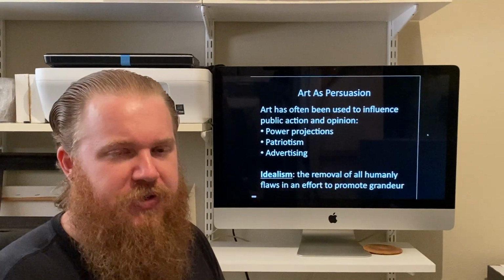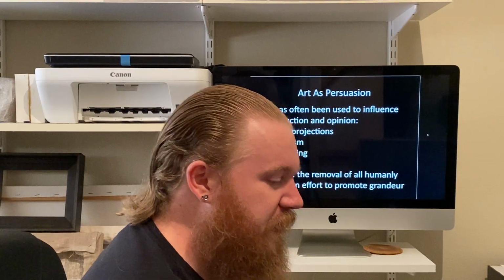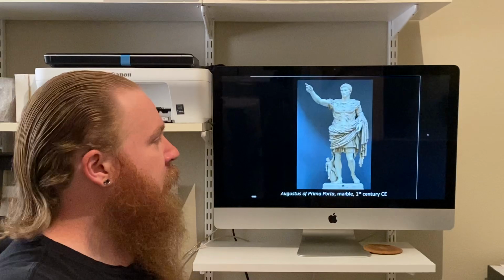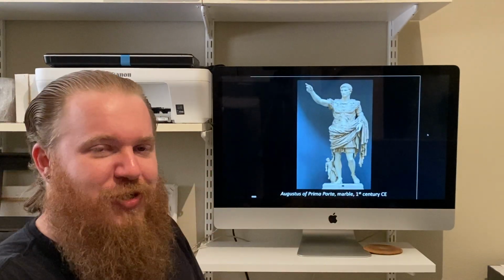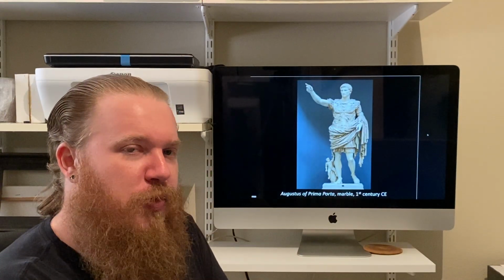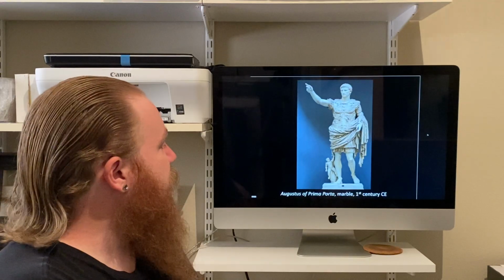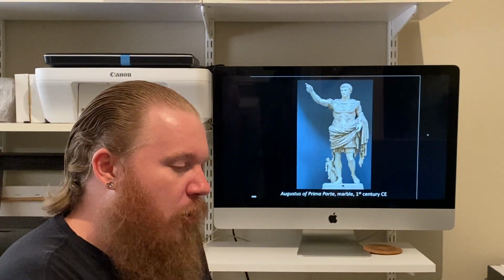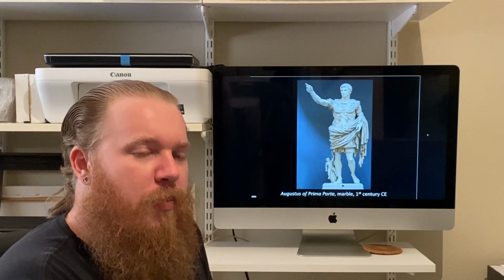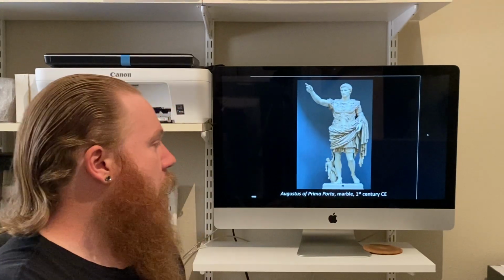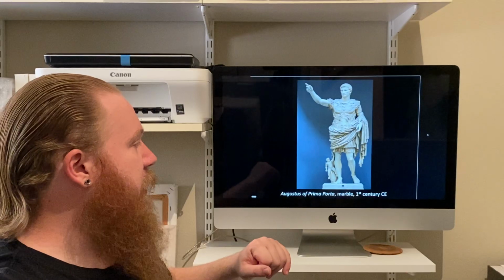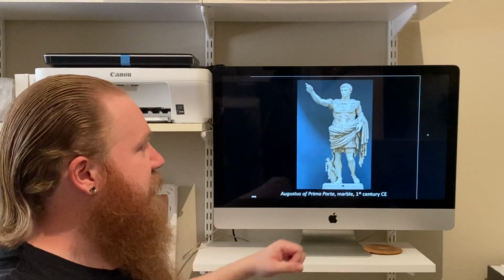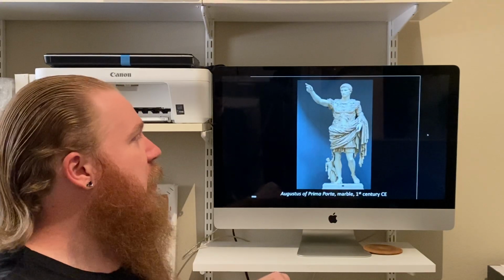And so this is usually used for nefarious kinds of reasons, but there are a variety of ways that we can go about this. Now, here we see an ancient example of artwork being used to persuade us. This is what's known as the Augustus of Prima Porta. This is a sculpture that depicts the first Roman emperor, Augustus. This is the first Roman emperor to take power after the death of Caesar. He's actually the adopted nephew of Julius Caesar.